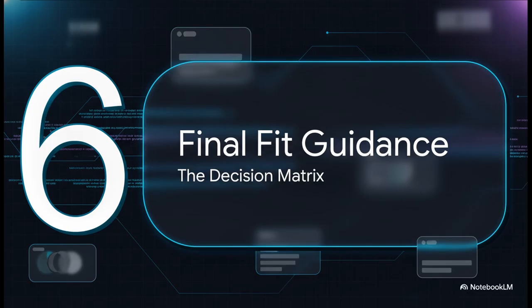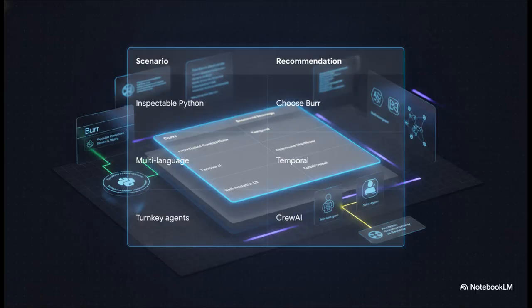Section 6. Final Fit Guidance. The Pragmatic Decision Matrix. Let's pull all these threads together into a synthesis you can actually use. This matrix really sums up the whole explainer. You should absolutely choose Burr when you prioritize inspectable, pure Python control flow. If you want a self-hostable UI for air-gapped observability, easily pluggable persistence and replay, and you prefer explicit mathematical transitions over LLM-driven magic, Burr is a phenomenal fit.